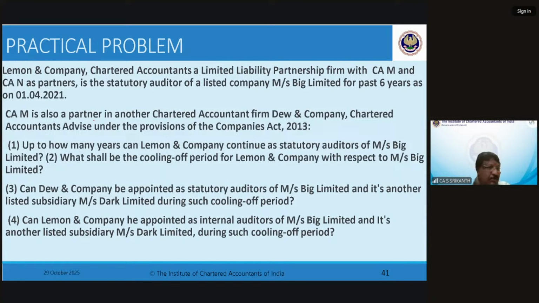Understood? Boss, at the AGM you appointed somebody else there. Thereafter, I'm no longer your statutory auditor. 144 will not apply to me. Why can I not be internal auditor during the cooling period? For Big Limited, Dark Limited, everybody. If I am wrong, correct me.